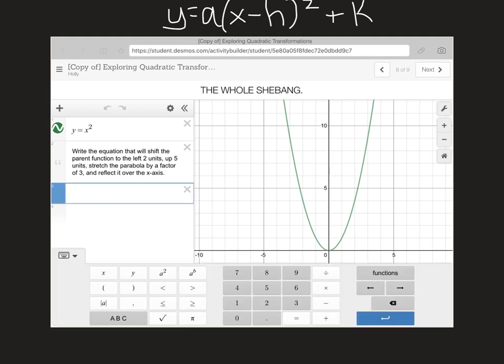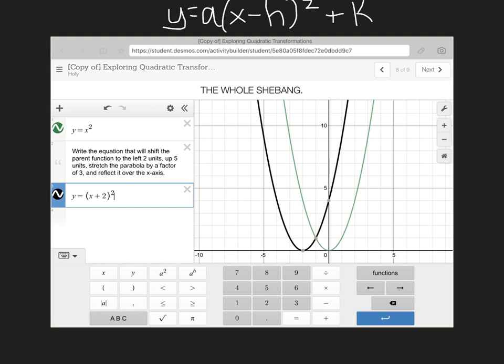So we're going to say y equals. I'm going to start with that first thing. It's going to shift to the left 2 units. So x should be minus. If I want to go to the left, it would be minus negative, which is weird, so I don't want to write it that way. I want to switch it from minus 2 to plus 2. Close those parentheses and square it. So now I've done the first transformation. I have shifted it to the left 2 units.